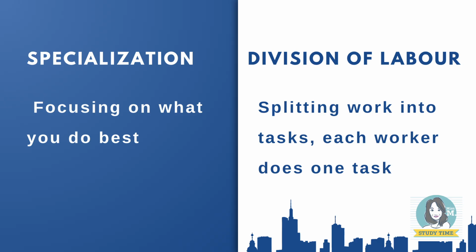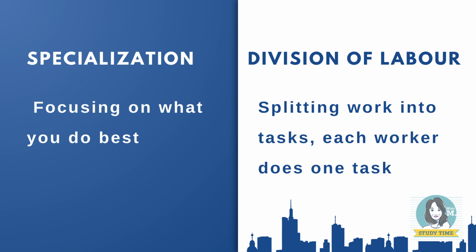On the other hand, division of labor is when the production process is divided into different tasks, and each worker performs one of those tasks. So it is a form of specialization. Division of labor takes the concept of specialization a step further by breaking down the production process into smaller specialized tasks, so each worker focuses on a specific task they excel at, leading to increased efficiency and faster production.